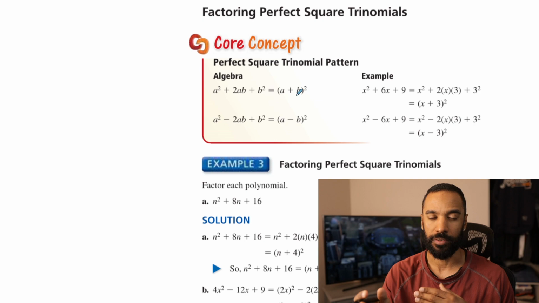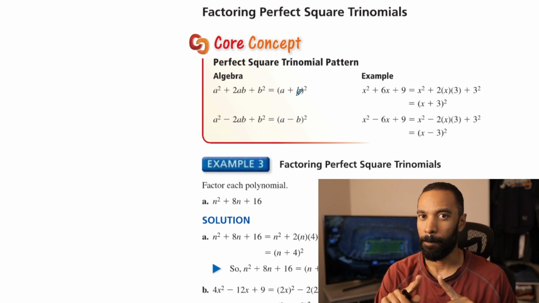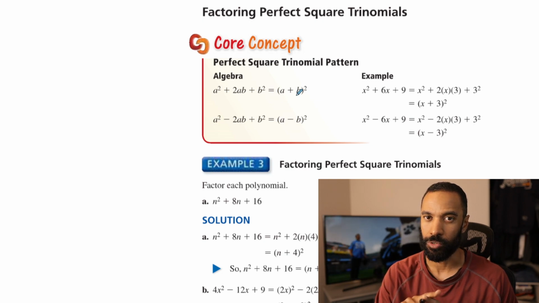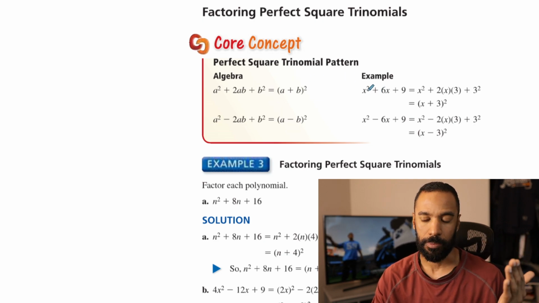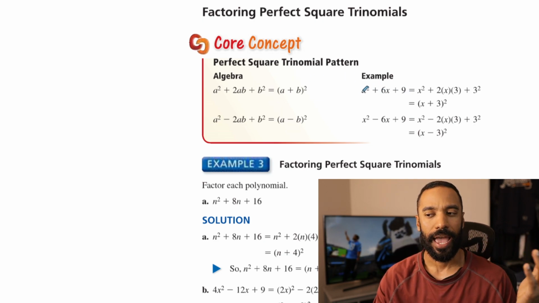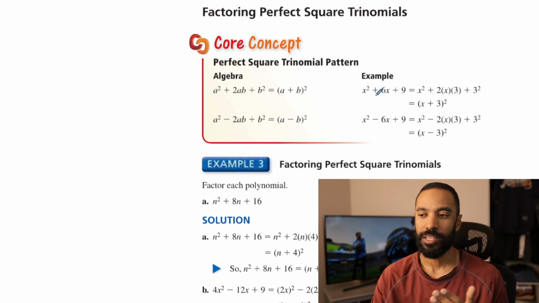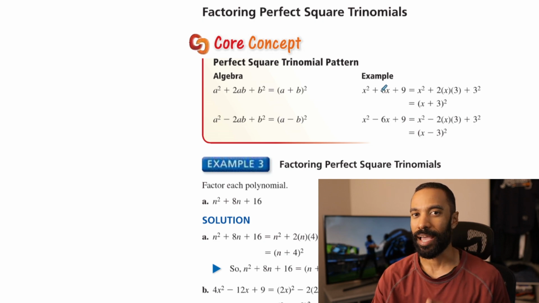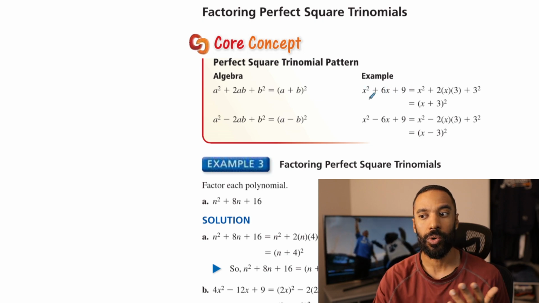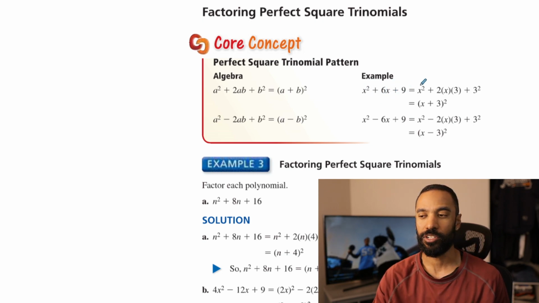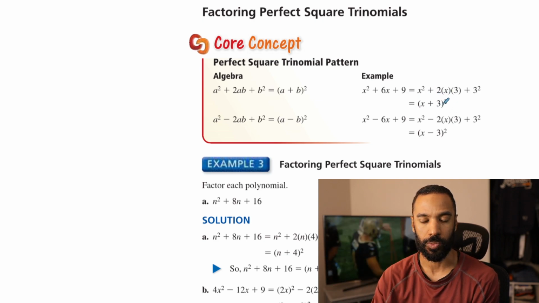Is your first term a perfect square of some sort? Is your second term a perfect square of some sort? And is the middle term double the product of those two terms that are being squared? Specifically, we can look at these examples. X squared plus 6x plus 9. X squared is x squared. 9 is 3 squared. 6x is double x times 3. X times 3 is 3x. You double 3x, you get 6x. So it is a perfect square trinomial. So that factors into x plus 3 times x plus 3, which is also better written as x plus 3 squared.